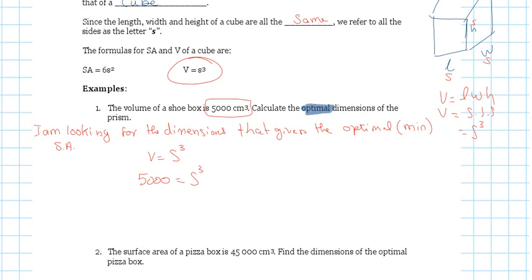And what am I looking for? Side length, S. How do I find that? Cube root it. Exactly. So when I cube root this, what's the cube root of 5,000? 17.1. So my optimal shape, or my optimal surface area, let me rephrase that. The dimension that's going to give me the optimal surface area is 17.1 by 17.1 by 17.1 centimeters. All right?